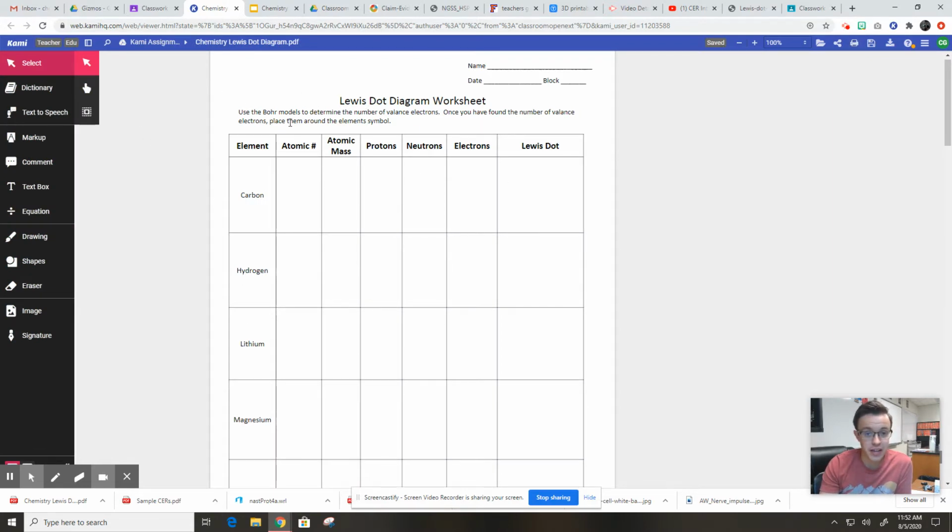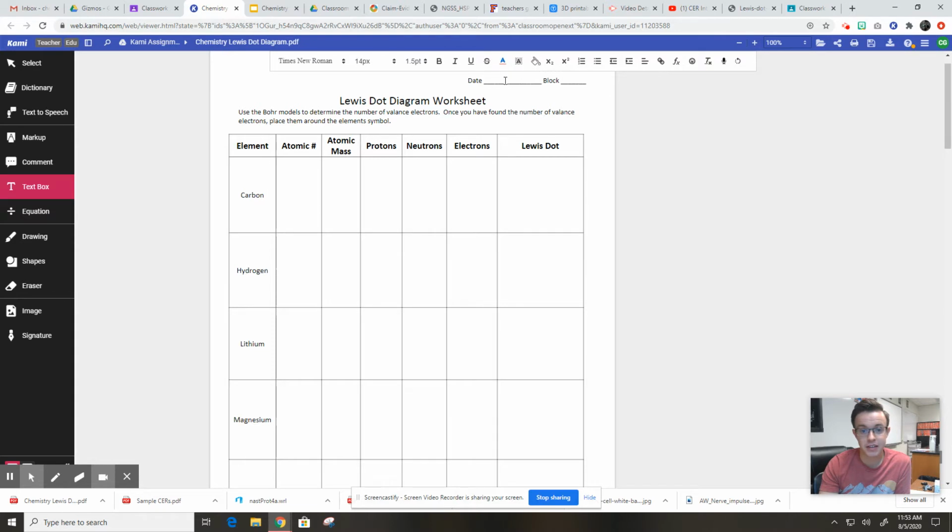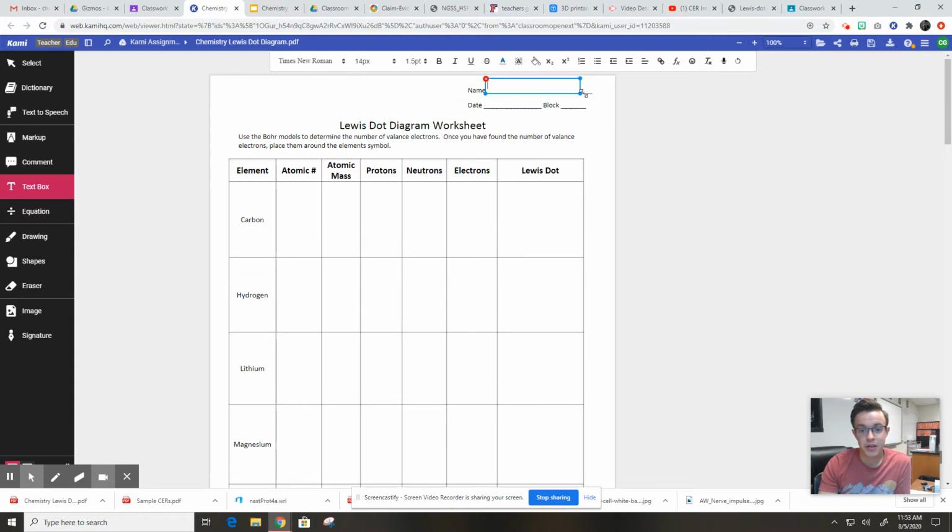All right, so here we have a PDF. Now, normally you can't do anything to a PDF, but with Kami, you have this toolbar over here on the left. You can do all this stuff with your document now. So if you need to type something, you can make a text box. So let's go ahead and make sure your name is on there. And I didn't do that right. So click text box, click that, and you can make it as big as you want.